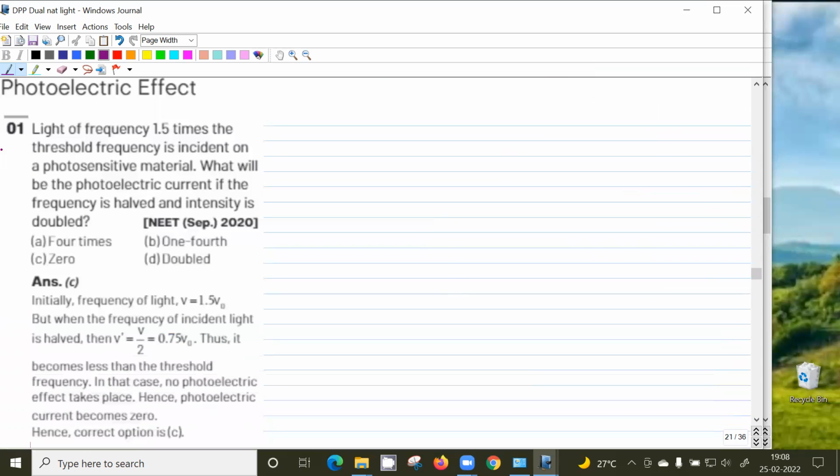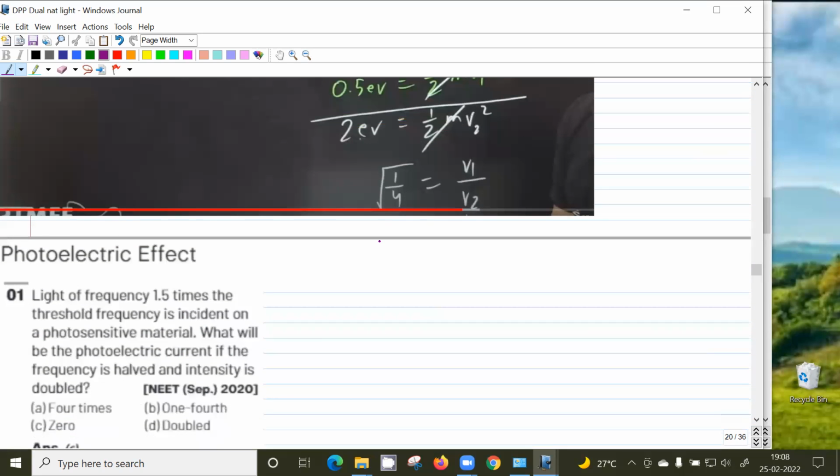Okay, this one, 2020 question. Light of frequency 1.5 times the threshold frequency of the material. What will be the photoelectric current if the frequency is half and the intensity is doubled? Frequency 1.5 times threshold. Okay, what will be the photocurrent if frequency is half and intensity is double?